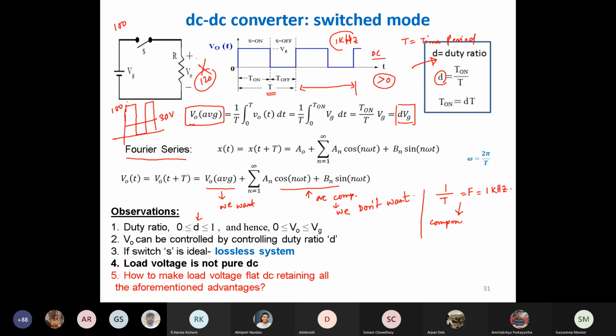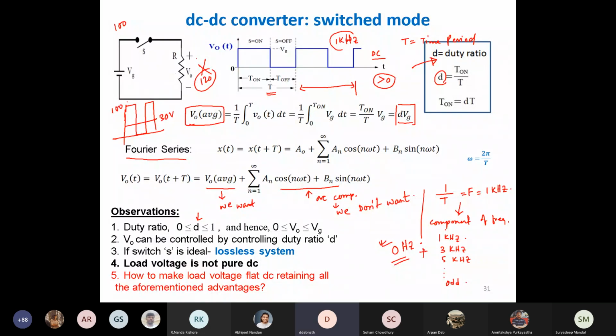What will be that component of the frequency? Any idea? Of that AC part, what will be the frequency component of the AC part? The odd harmonics. Exactly. So 1 kilohertz will be the fundamental, right? Then 3 kilohertz, then 5 kilohertz, so on, right? Only odd harmonics. So what we want, this plus a 0 hertz signal, which is that average value. Finally, we are getting at the output. So I want to retain 0 hertz, but I want to eliminate all those more than 1 kilohertz frequency components from my output.